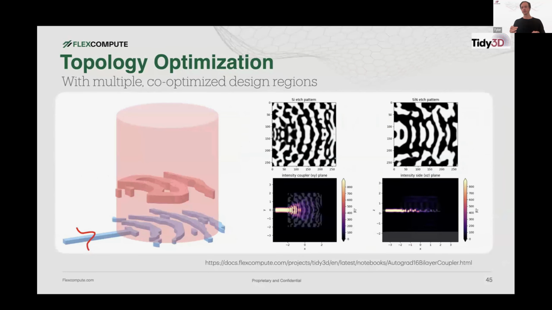We can also very easily do multiple co-optimized design regions. For example, we've done a bilayer grating coupler where we have a silicon nitride layer on top that's being topology optimized, and then a silicon layer below that's being topology optimized at the same time. If you just define a function for each of these and add them to your simulation, it works right off the bat. That's quite nice, and I'll talk a little bit more about that later.